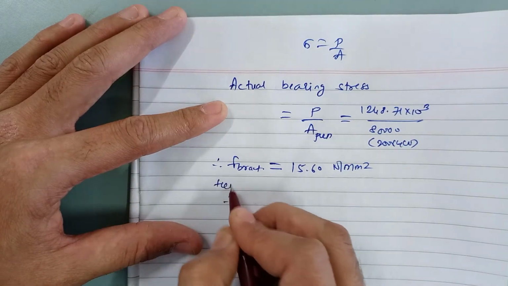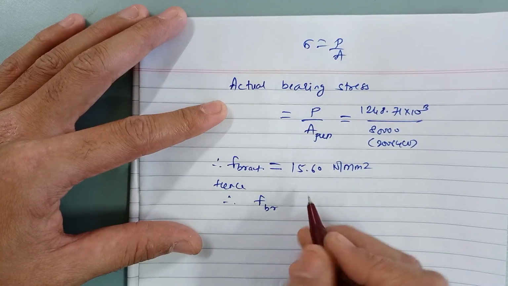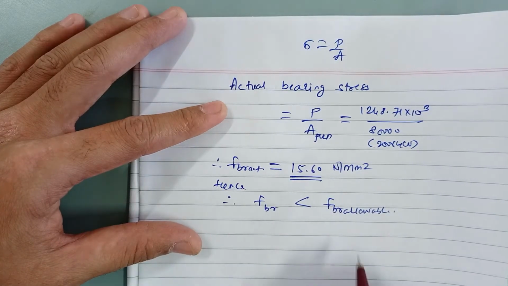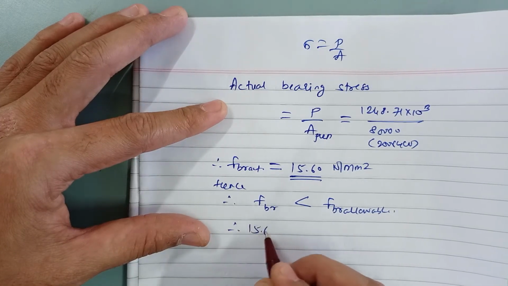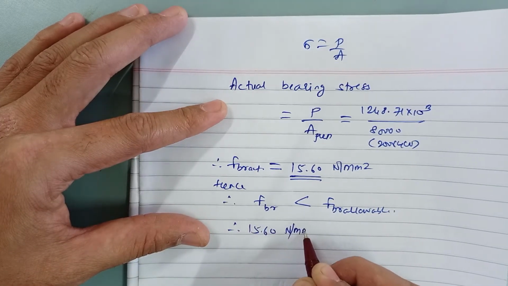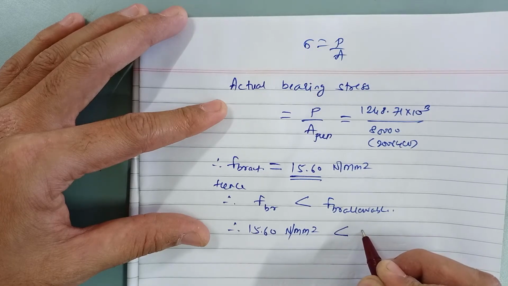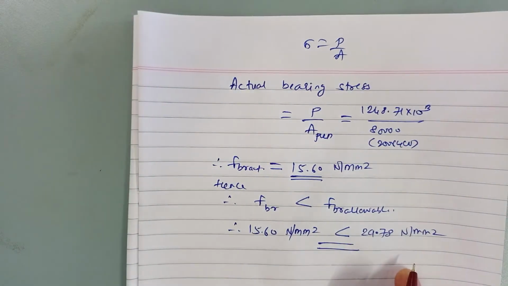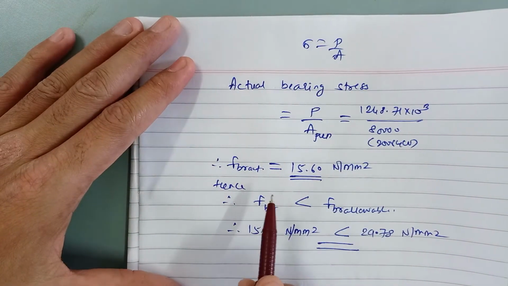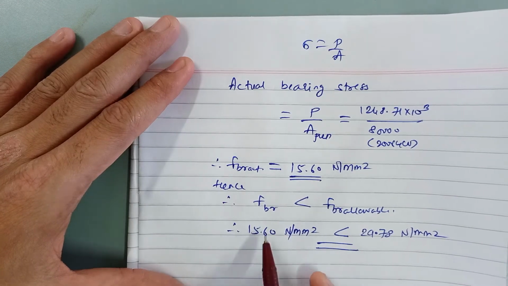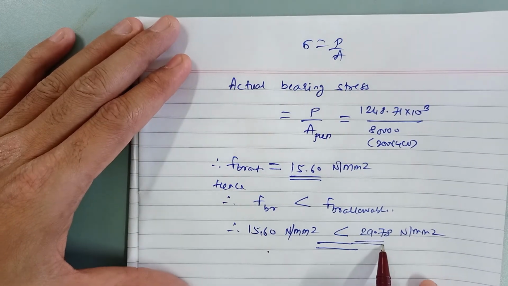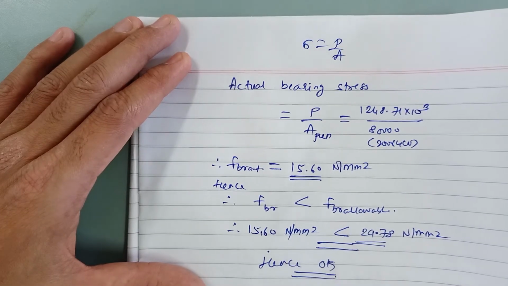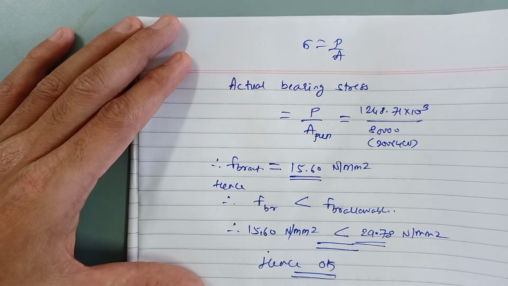Hence FBR actual is less than FBR allowable, that is 15.60 Newton per mm square is less than FBR allowable, and its value was 29.78 Newton per mm square. The actual bearing stress induced in the plate is 15.60, whereas the plate can sustain stress up to 29.78 Newton per mm square. Hence, okay, our check for bearing stress is satisfied.